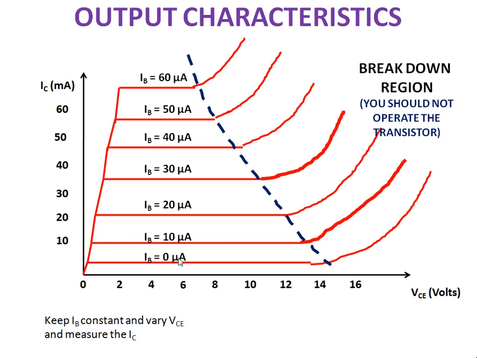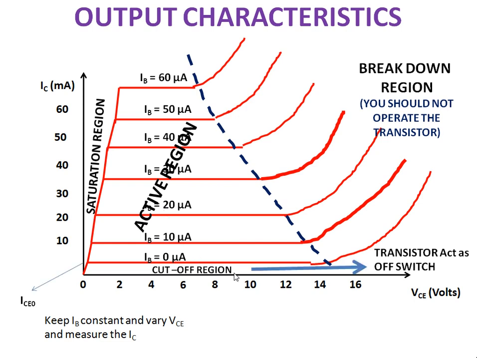When IB equals 0 microampere, below the base current, the transistor current is 0, your collector current is almost 0. It means this region is known as the cutoff region. So here your transistor acts as an off switch. This region is known as the saturation region, and in between is known as the active region. In the cutoff region your transistor acts as an off switch. In the saturation region it acts as an on switch. In the active region your transistor acts as an amplifier.